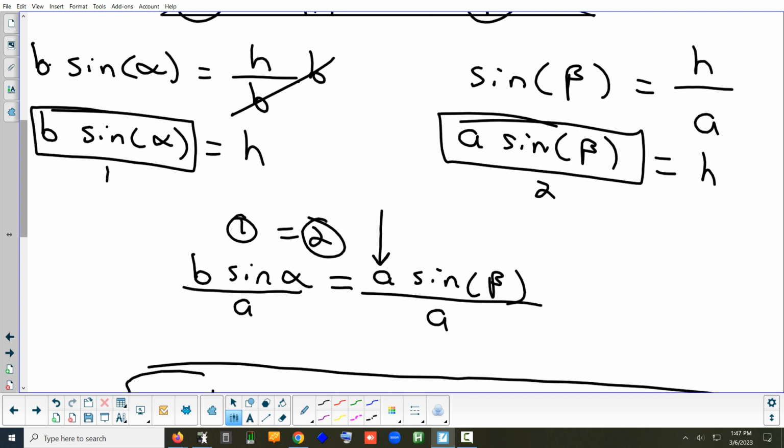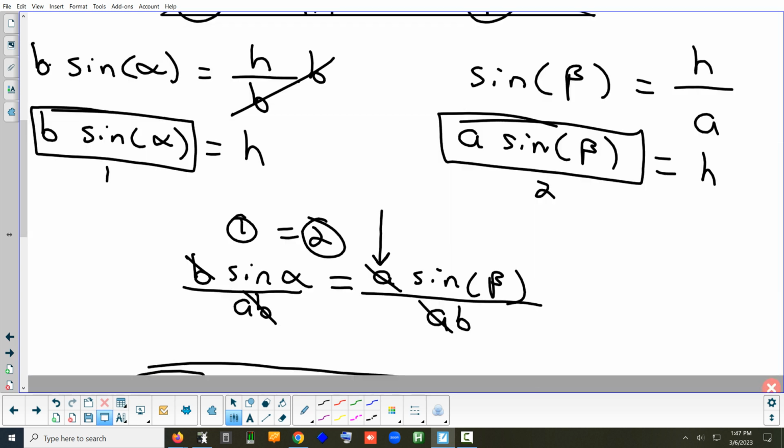And how about if I want to put the B on the right? How would I move that? So I divide by B. Yeah. So basically, we're going to divide each side by A times B. You do that on the left, the B's cancel. And when you do that on the right, the A's cancel.